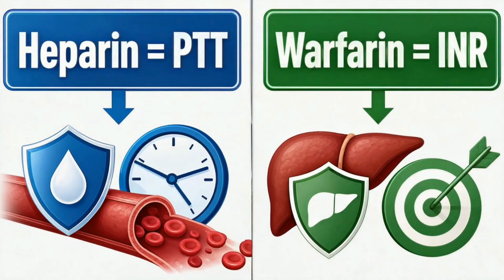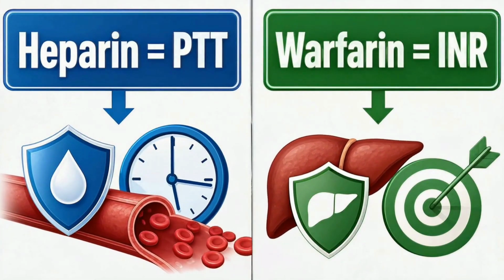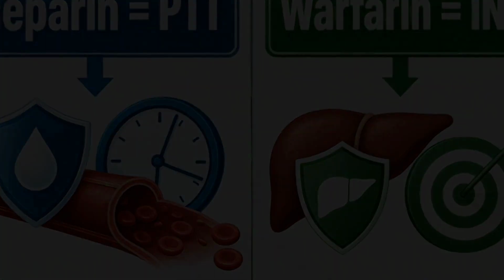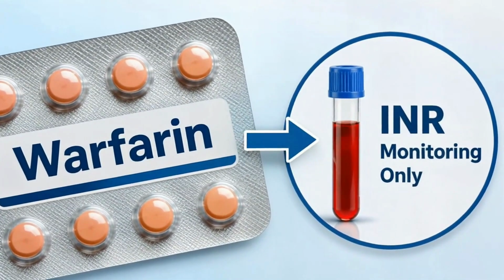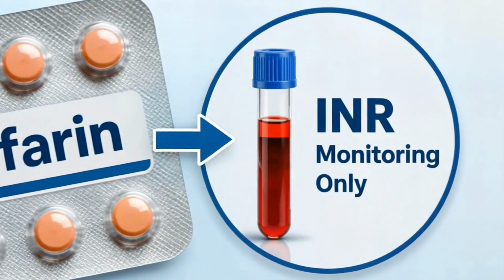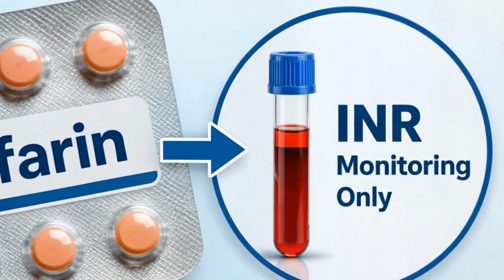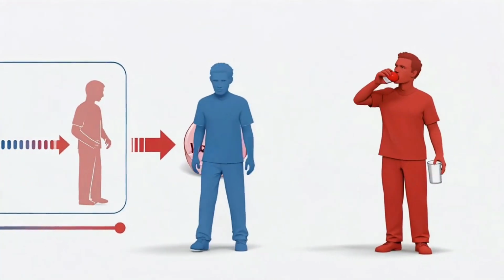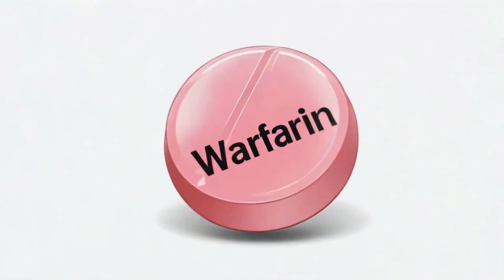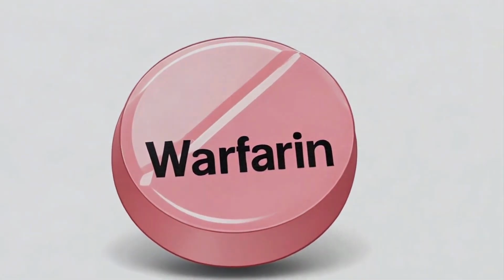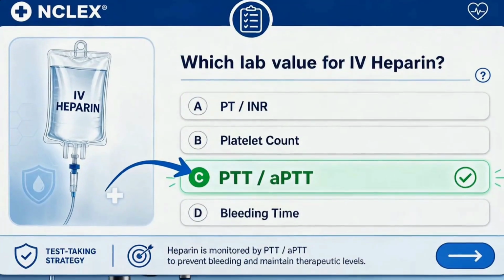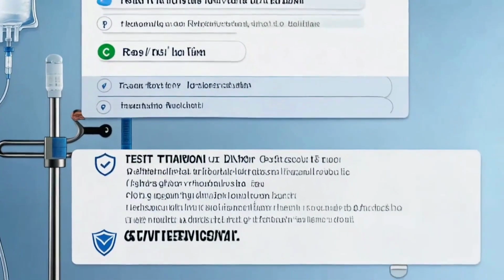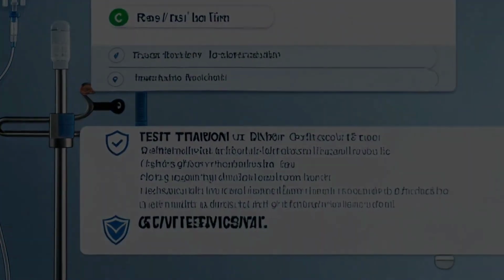Always remember this essential rule. PTT is used to monitor heparin therapy, while INR is used for warfarin. The International Normalized Ratio, or INR, is strictly for monitoring warfarin, which is an oral anticoagulant. Warfarin works much more slowly than heparin, which is why patients are often transitioned from IV heparin to oral warfarin. When you encounter an NCLEX question about lab values for a patient on IV heparin, always select PTT or APTT.